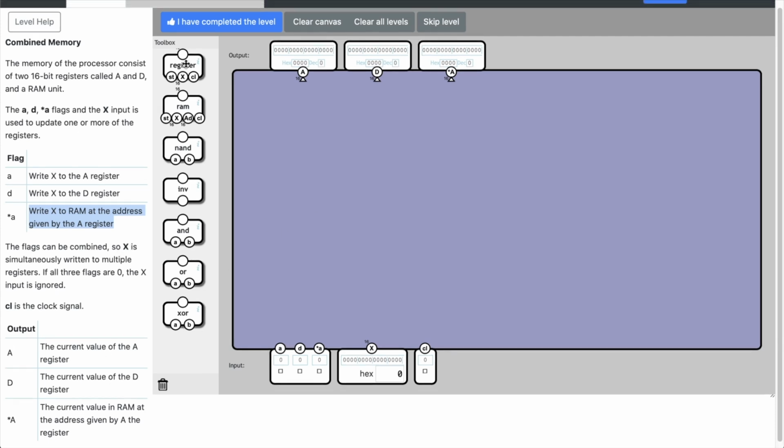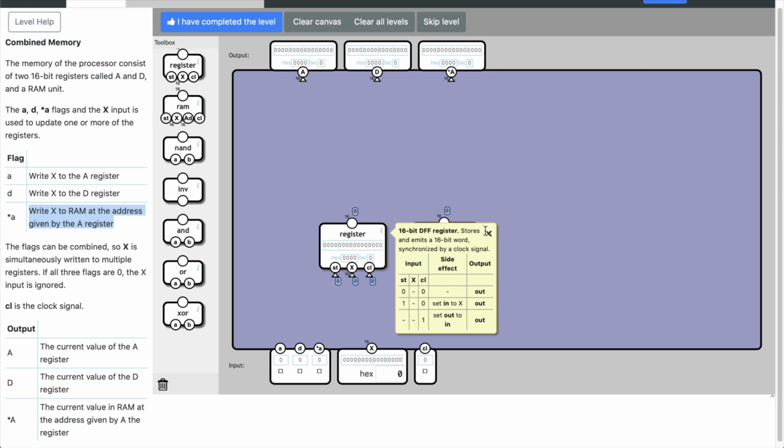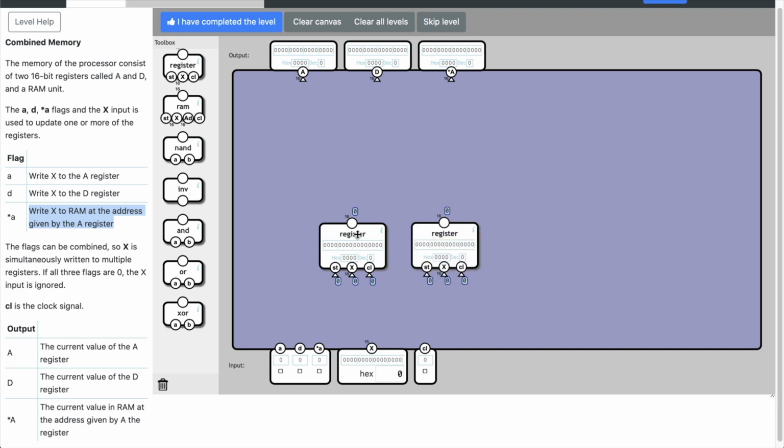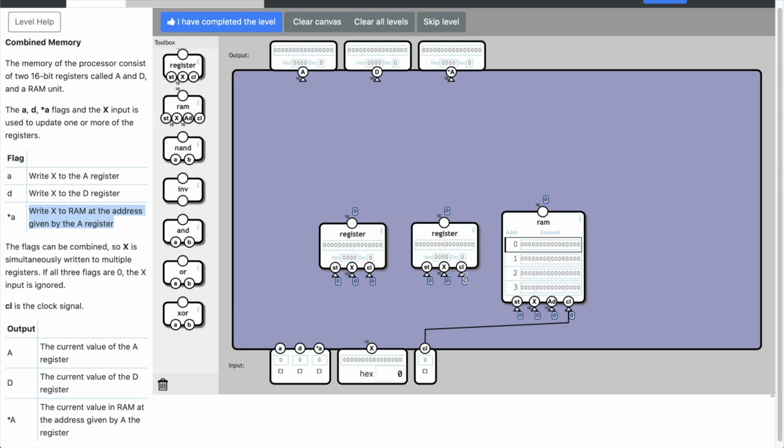So right off the bat, we know we're going to need 2 registers. Let's say the leftmost one is our A. Can I rename these? Signs point to no. I thought I was able to rename these, but I can't. And we're going to need some RAM for our memory. Let's do the trivial stuff first. We know that all the clocks are going to be hooked up to the clocks. Let's go ahead and do that.